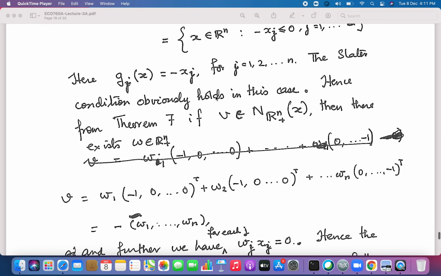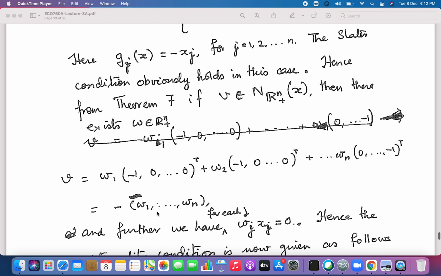Now, which means by theorem 7, for any v in the normal cone of R^n plus, there must be a vector w in R^n plus, that is w1, w2, ..., wn, greater than or equal to 0, such that v is equal to w1 into grad of g1(x), which is minus x1, which is minus 1 into (1, 0, 0, ..., 0) transpose, w2 into (0, minus 1, 0, ..., 0), and wn into (0, 0, ..., minus 1). So it will be nothing but minus w1, minus w2, minus wn, which is minus of the w vector.